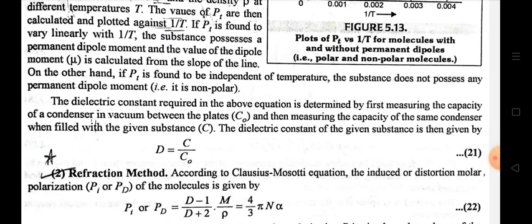it is non-polar. The dielectric constant required in the above equation is determined by first measuring the capacity of a condenser in vacuum between the plates, C naught, and then measuring the capacity of the same condenser when filled with the given substance, C. The dielectric constant of the given substance is given by D is equal to C by C naught, that is equation 21.